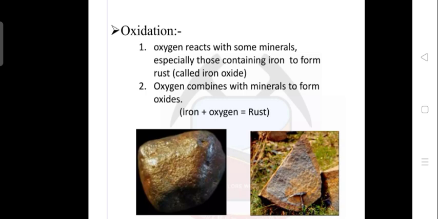The first one is oxidation. Oxidation is when oxygen reacts with some minerals, especially those that contain iron, to form rust. In simple words, rock contains many minerals, and most rock contains iron. When these rocks are exposed to the outside, our atmosphere contains oxygen, which slowly reacts with the iron in the rock. So this oxygen helps the iron to make rust, and slowly the rock begins to corrode.